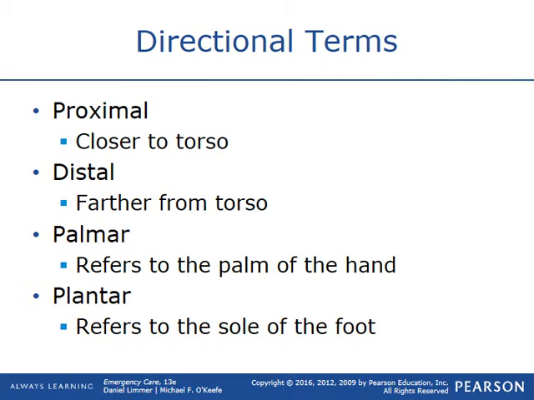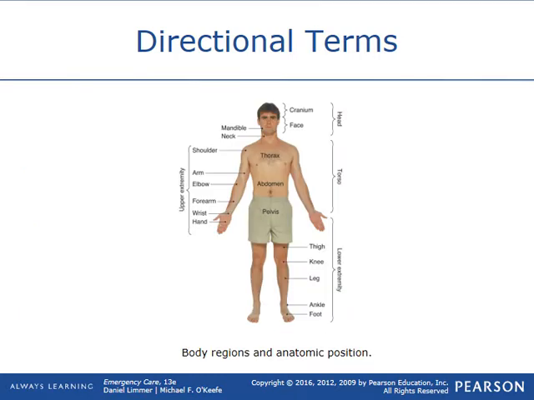Proximal is going to be closer to the torso, whereas distal is farther from the torso. Palmar refers to the palm of the hand, whereas plantar refers to the sole of the foot. So here you see a diagram of the body, talking about the head, torso, and lower extremity as it outlines on the left. So the head is superior to the lower extremity, and the foot is inferior to the torso, if that's starting to make sense.